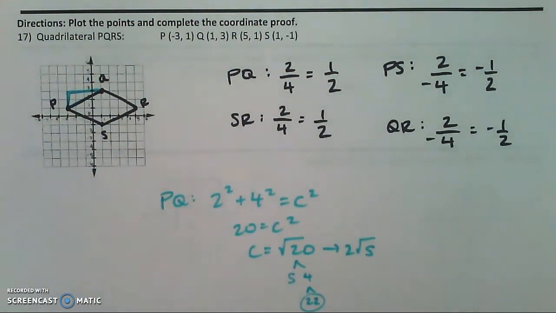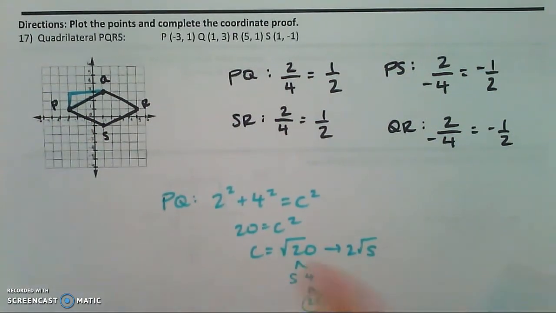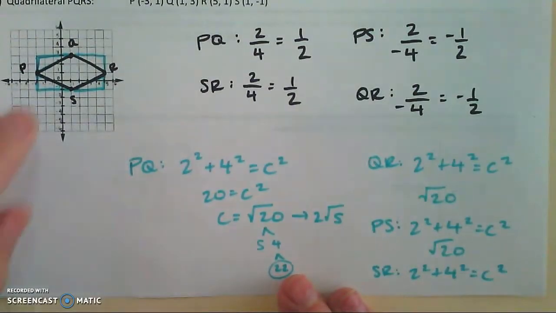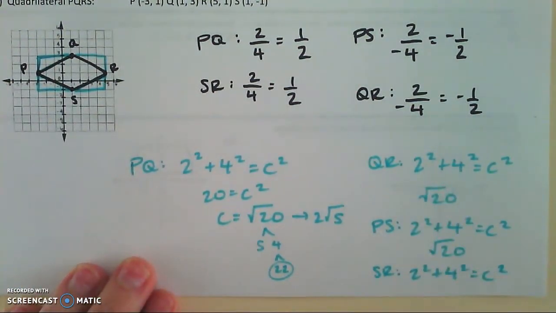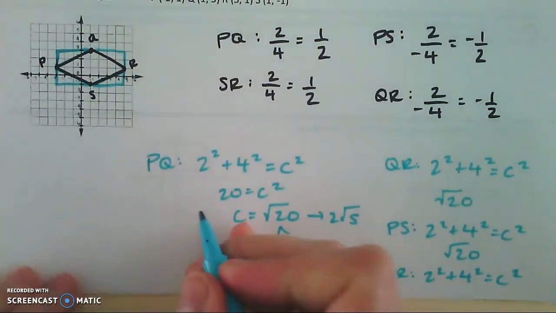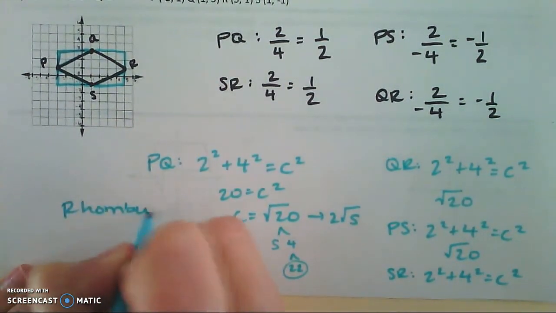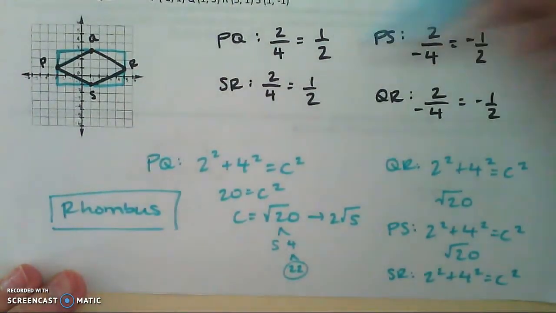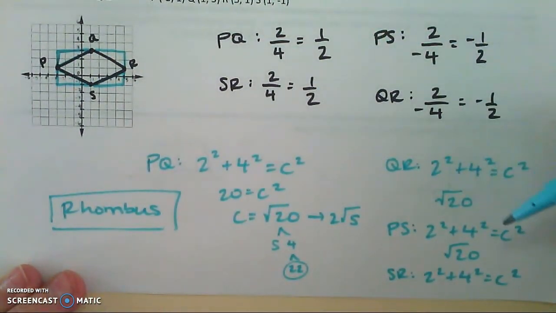I'm going to take a second to confirm that all of those other sides are also going to have a length of 2 radical 5, or radical 20. If so, then this would be a rhombus. Alright, so as you can see, all 4 of these right triangles have dimensions of 2 and 4. So when we plug those into the Pythagorean theorem to figure out the length of the hypotenuse, they all come out to be square root 20. So specifically, this type of quadrilateral is a rhombus because we've proven that it's a parallelogram, both pairs of opposite sides are parallel, and you've proven that all 4 sides are congruent to each other.